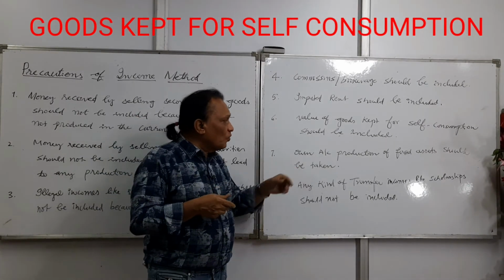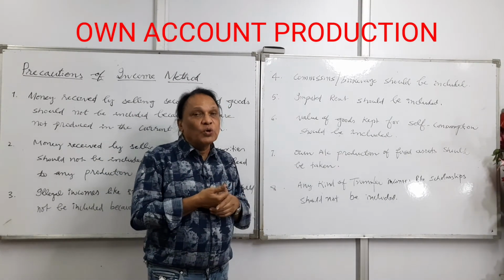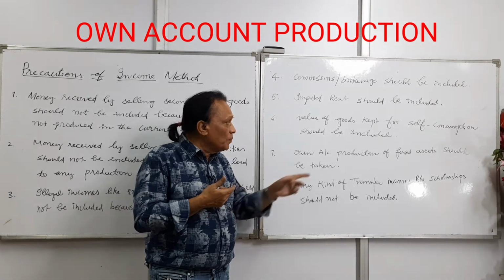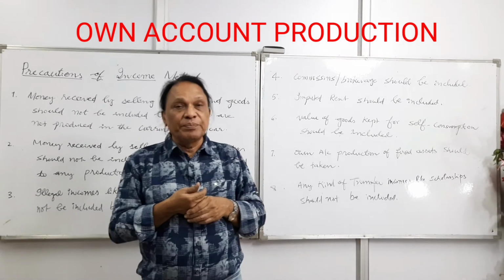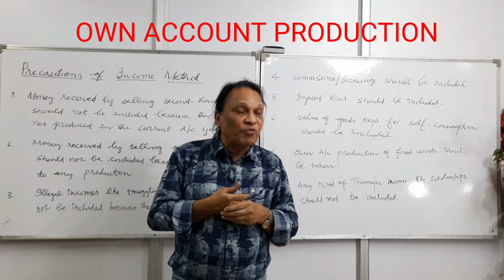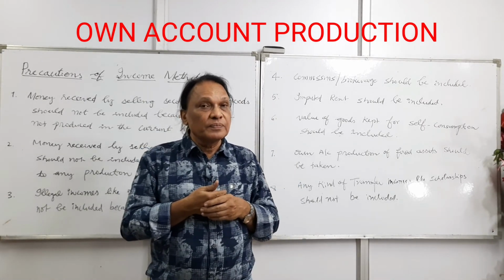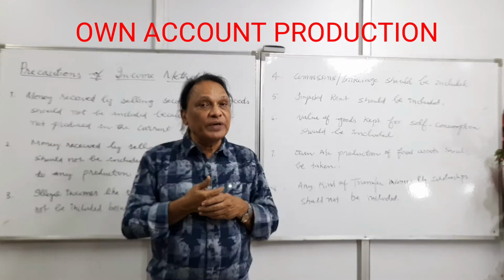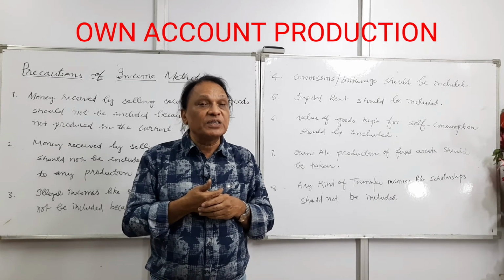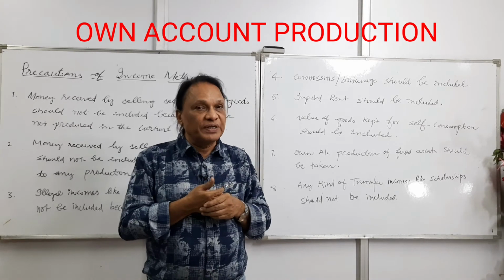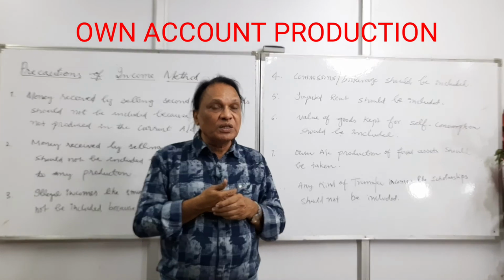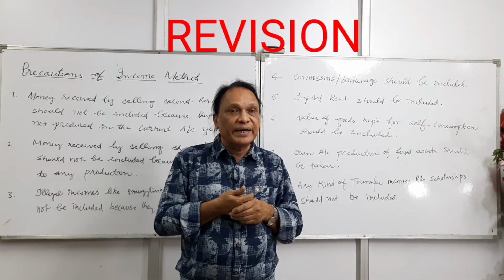And own account, I told you in earlier classes, own account means for your own use. Production of fixed assets should be taken. Like in villages, farmers and all, they make their own house, they make their own farm implements. That should be included because they are not selling it to the market. If they had sold it, they would have got the money. So that should be included. These 3 come everywhere. Now to sum it up, what are the precautions you should be taking while calculating national income?